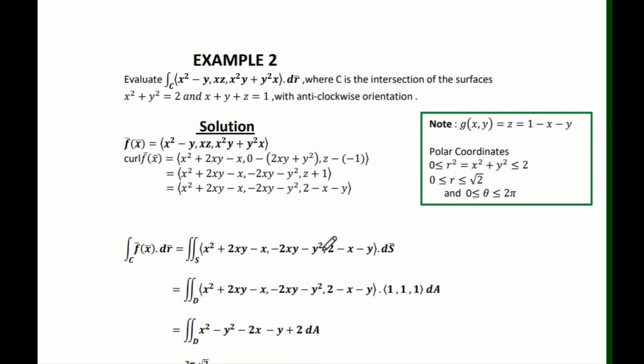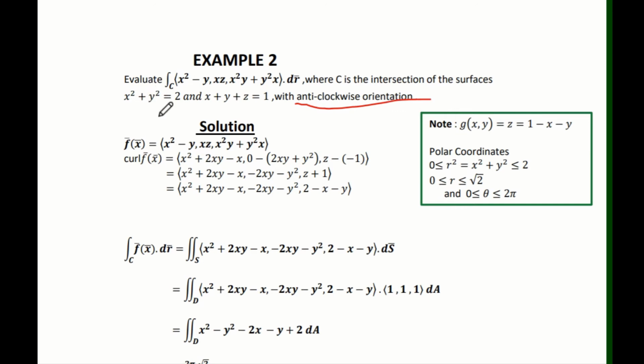So example 2 says evaluate this, where C is the intersection of the surfaces x squared plus y squared equals 2 and x plus y plus z equals 1 with anti-clockwise orientation. So the orientation of the region C is always important. You should always check it before you start your integration. If it's clockwise, you will know that you have to account for the negative direction.